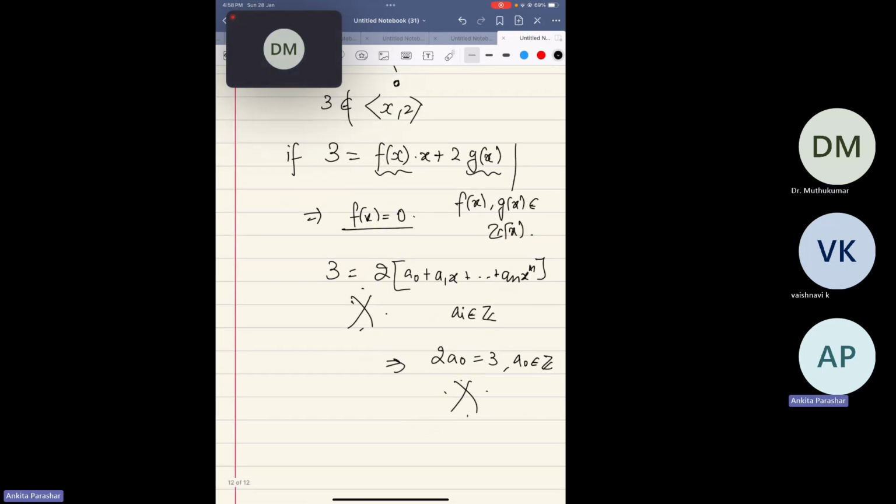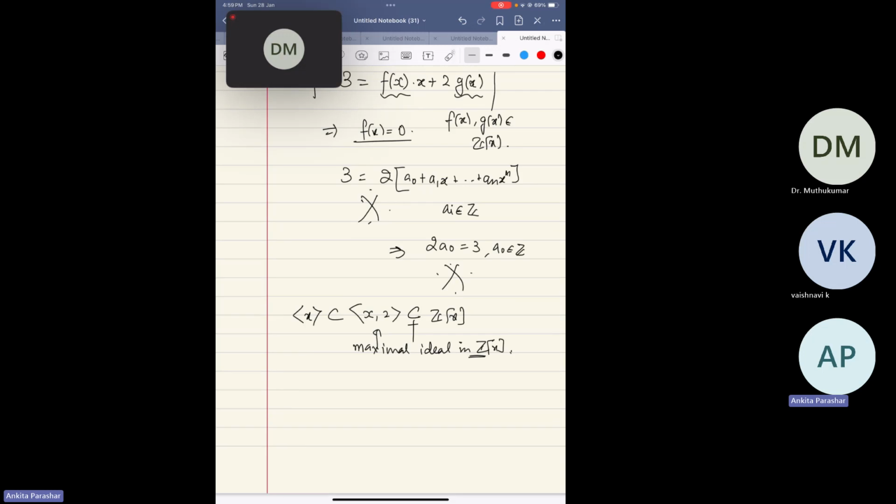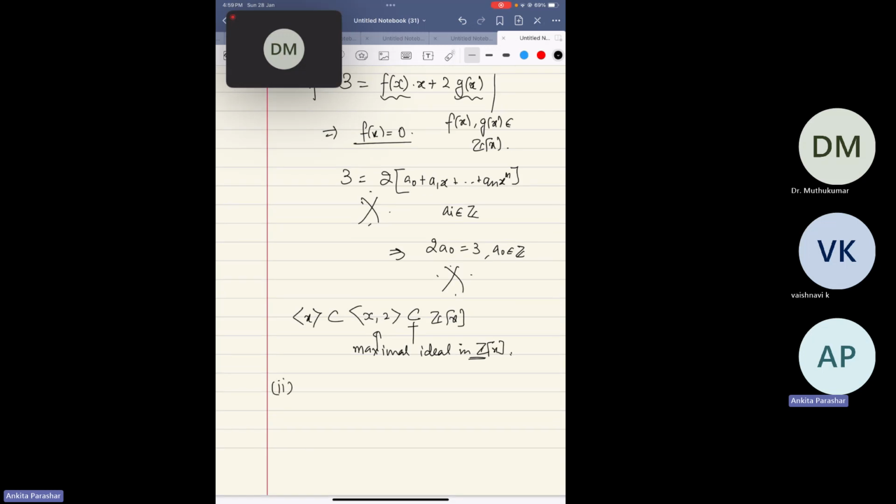So therefore, you can say that (x, 2) is completely sitting inside Z[x] and it contains x. You can say that this is a maximal ideal. There is nothing in between, that you can also check. Now, this is one fact that we want to say. The other fact we want to say is that this is not written as any polynomial p(x) where p(x) is in Z[x].